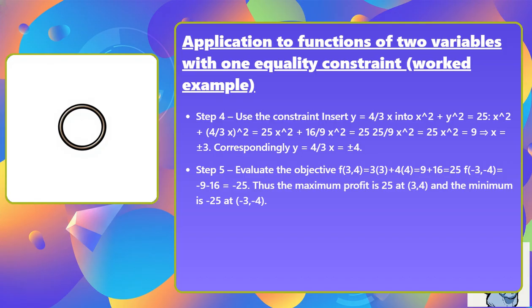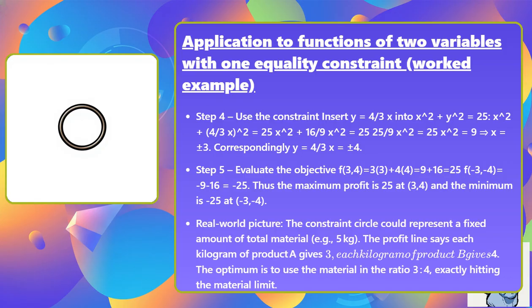Real-world picture. The constraint circle could represent a fixed amount of total material, for example 5 kilograms. The profit line says each kilogram of product A gives $3, each kilogram of product B gives $4. The optimum is to use the material in the ratio 3:4, exactly hitting the material limit.